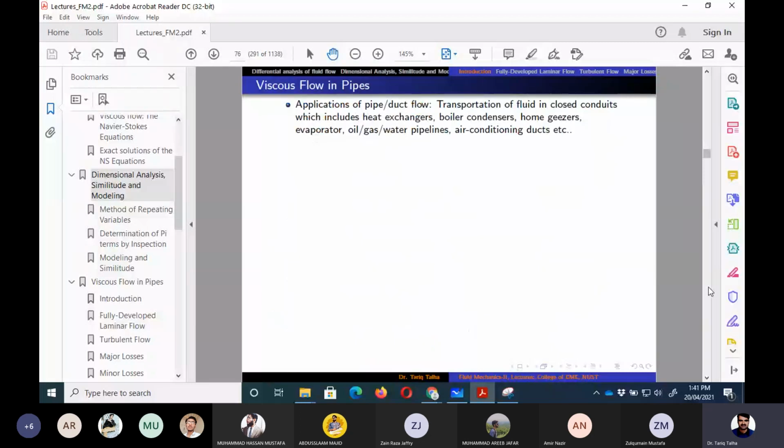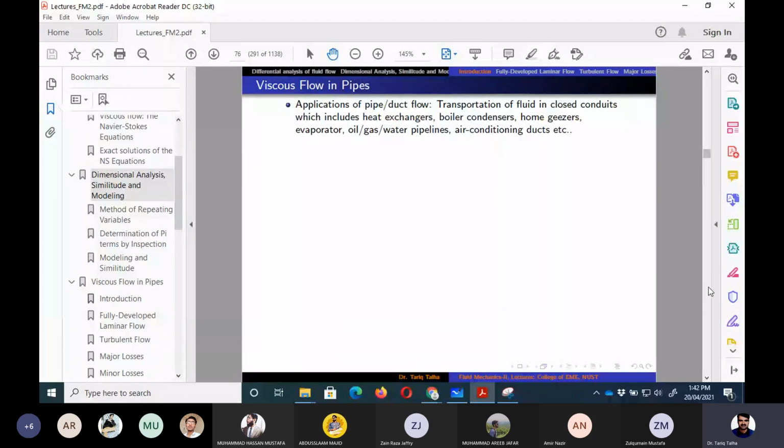So transportation of fluid includes conduits like oil pipelines, gas pipelines, sewage, and then we have engineering applications like boilers, condensers, then home applications like home geyser, evaporators, then oil, gas, water pipelines, air conditioning, and ducts. Okay, so we are pretty confident that there are quite a few applications. That's why we are studying this chapter, chapter number 8.